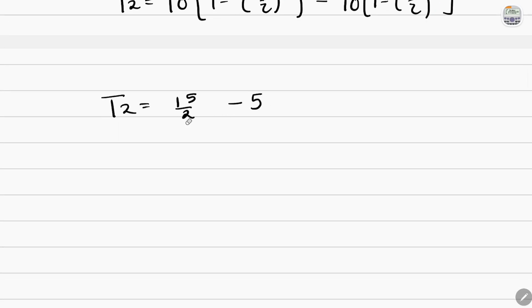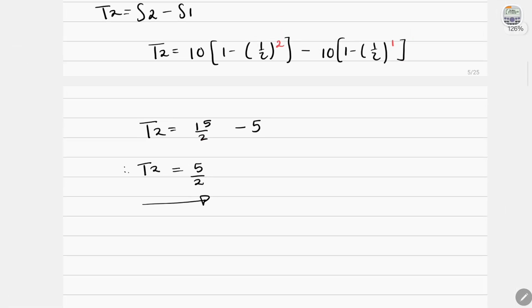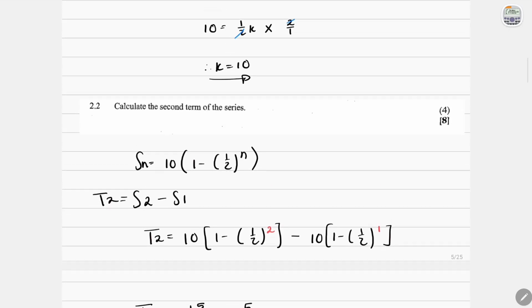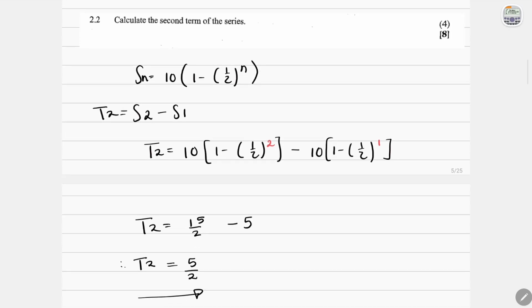Okay, so 15 over 2 minus 5, and term 2 is finally equal to, let's see, you can rewrite this with a denominator of 2 by putting it over 2, so 5 times 2 like that. That's 10, so that's 15 minus 10, which is 5, and the denominator stays 2. And there we go. Term 2 is equal to 5 over 2 using this method. Okay, and that is our answer, and that is it for question 2.